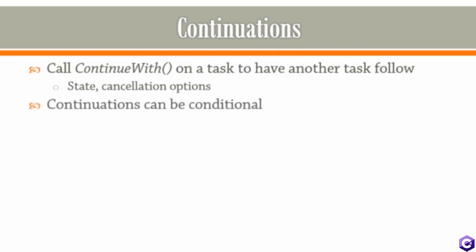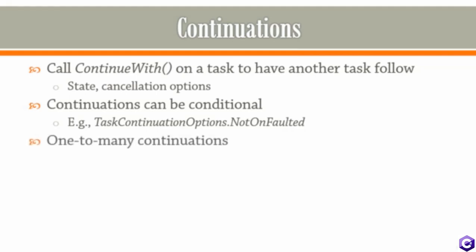You can once again feed in the state using this object notation that we've seen before. Then we looked at the fact that continuations can be conditional. So for example, you can specify that the continuation will not fire if the task has faulted, meaning it's thrown an exception. So these are some of the ways that you can determine which path the invocations take depending on whether the invocation of the original task was successful or cancelled or it caused an exception of some kind.